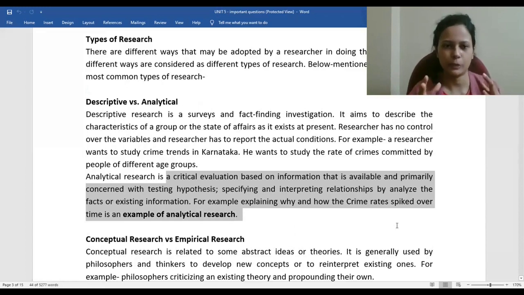In analytical research, what we are doing is collecting the information. Maybe we went on a field visit, maybe we distributed questionnaires, surveys, interviews, or maybe we collected books from the library. It does not matter what the mode of information collection is. But what did we do after collecting the information? We tried to analyze it. We tried to compare it with something, or critically examine it and finally come to a conclusion.